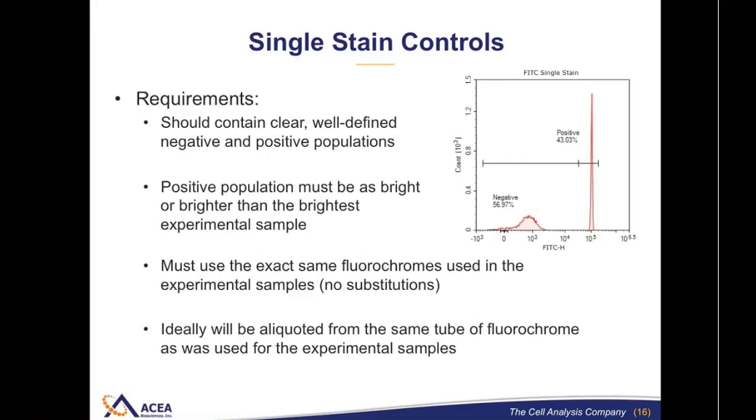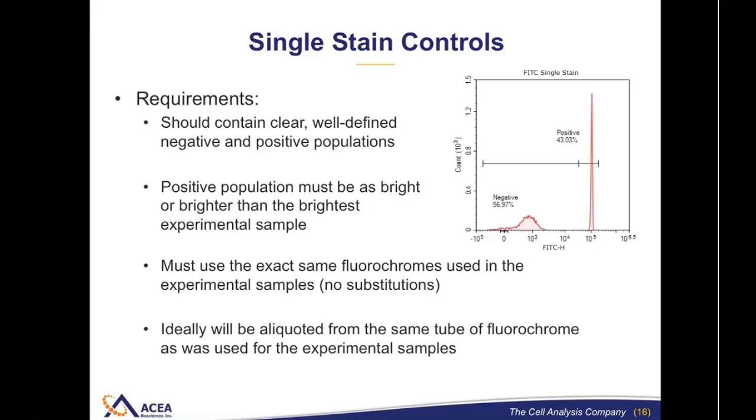So here's some requirements for single-chain controls. They should show clear, well-defined negative and positive populations if using the within sample negative population as a reference population. The other option is to use a universal negative sample, which can act as a reference negative population for all of the single-chain controls. For the purposes of this presentation, we're really going to focus on compensation that is calculated from within sample negative reference populations. However, you should be aware that there are other strategies out there to achieve the same objectives.